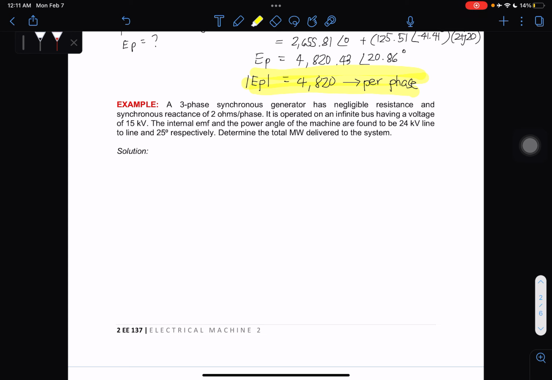A three-phase synchronous generator has a negligible resistance and a synchronous reactance of 2 ohms per phase. It is operated on an infinite bus having a voltage of 15 kilovolts. The internal EMF and the power angle of the machine are found to be 24 kilovolts line to line and 20 degrees respectively. Determine the total megawatts delivered to the system.